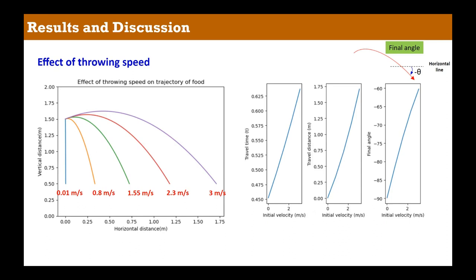The initial velocity at which the food sample was thrown also had impact on the final trajectory. We graph the effect of throwing speed on the trajectory of the food sample, and we can see that as the initial velocity increased, so did the horizontal distance. The travel time, travel distance, as well as the final angle increases as the initial velocity increases.